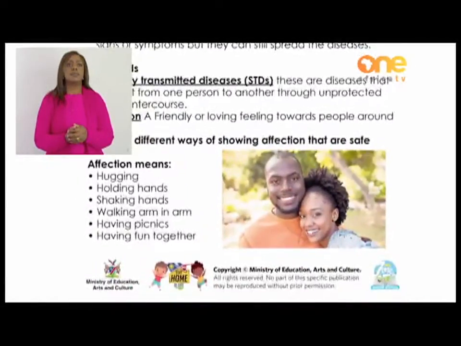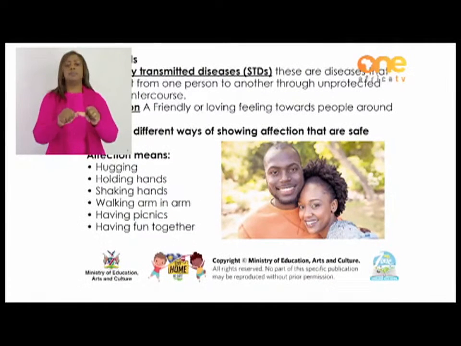Okay, before we move on, we need to look at our keywords. The first one is sexually transmitted diseases, STDs. These are the diseases that transmit from one person to another through unprotected sexual intercourse. The second keyword is affection. Affection is a friendly or loving feeling toward people around you.